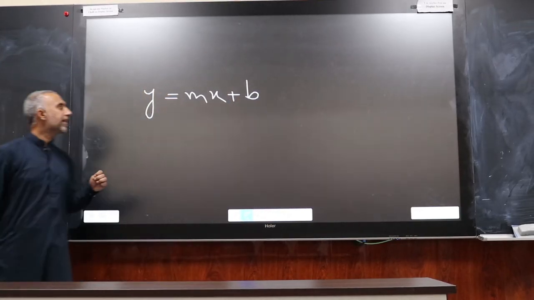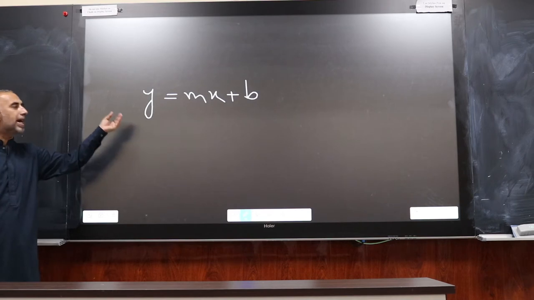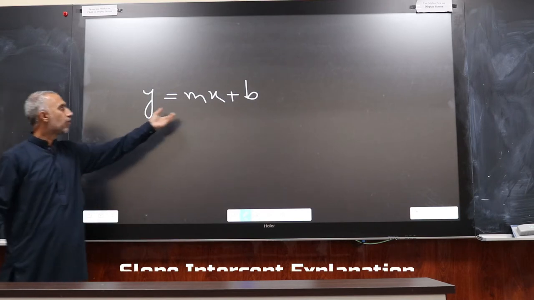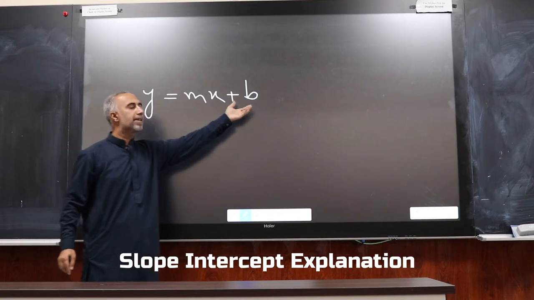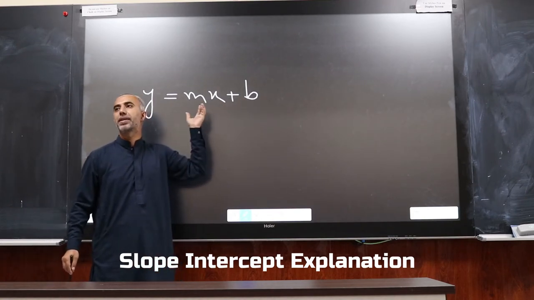In this equation of line, now we understand what is the output, what is the input, and what this intercept value depends upon.